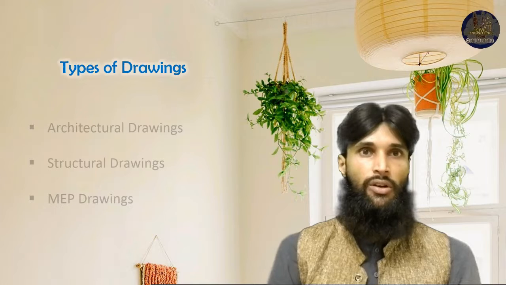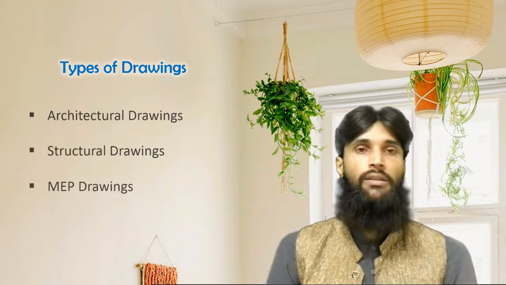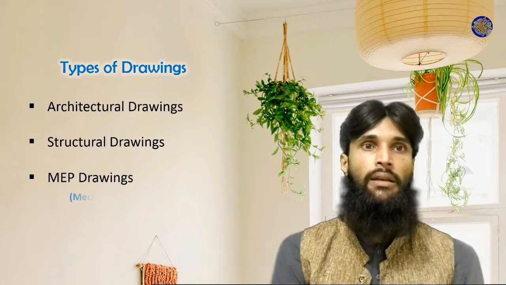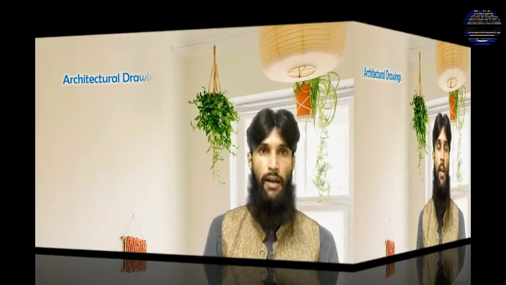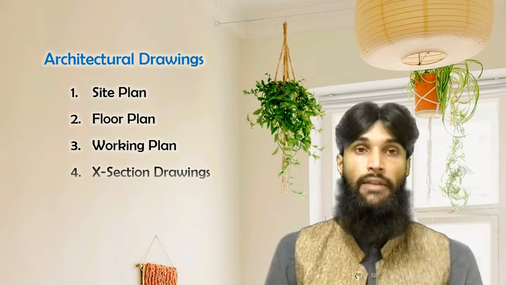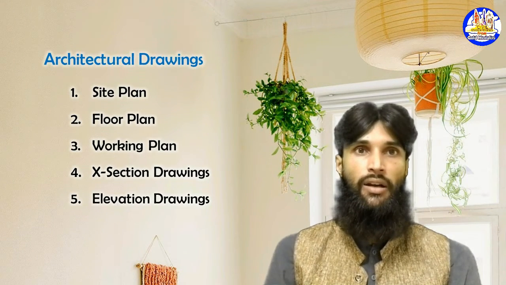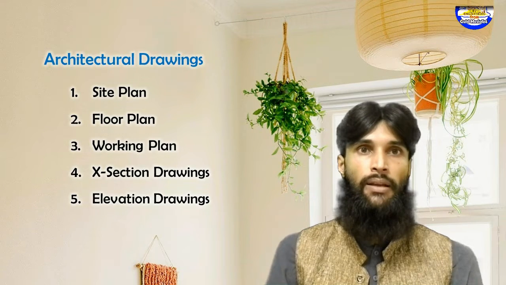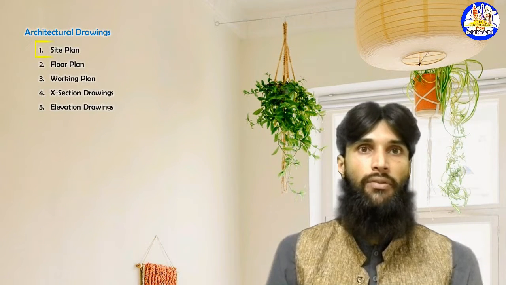First is architectural drawing, second one is structural drawings, and third one is MEP, mechanical, electrical and plumbing drawings. Site plan, floor plan, cross sections, working drawings and elevations come under architectural drawings. First of all, we discuss site plan. The first step is to start with the site plan.